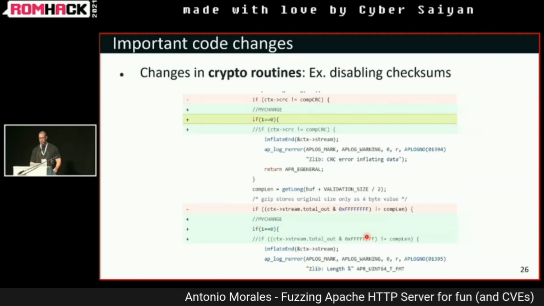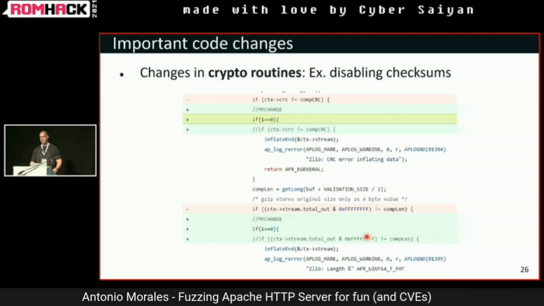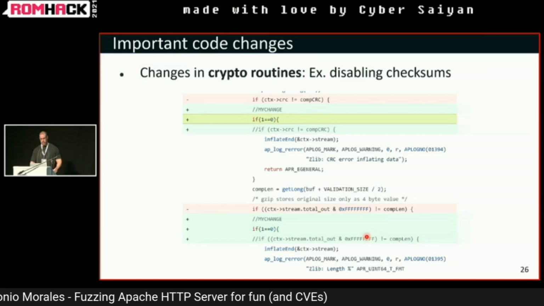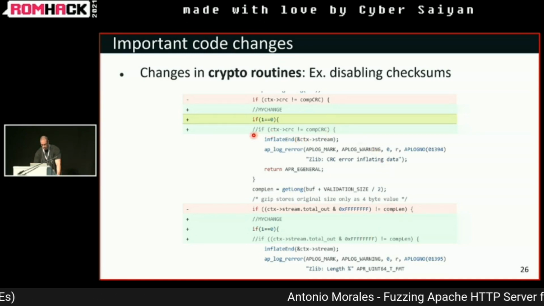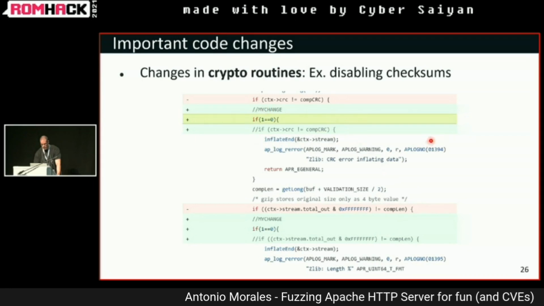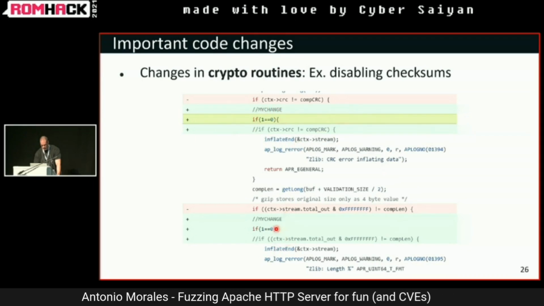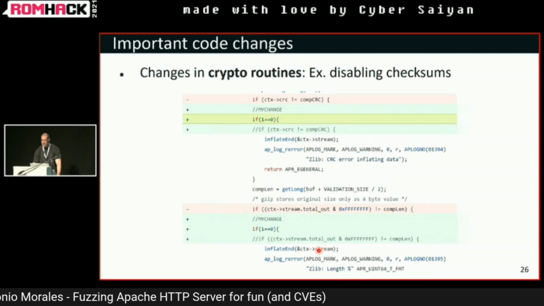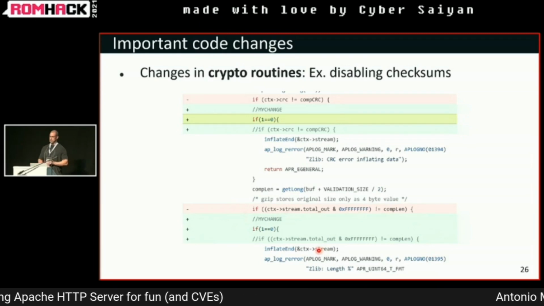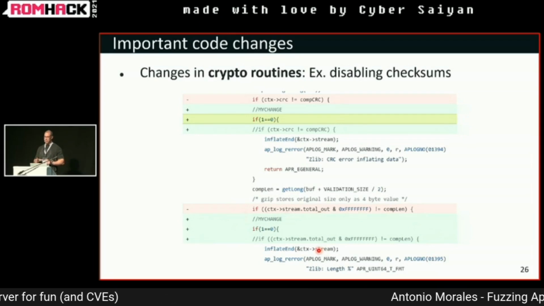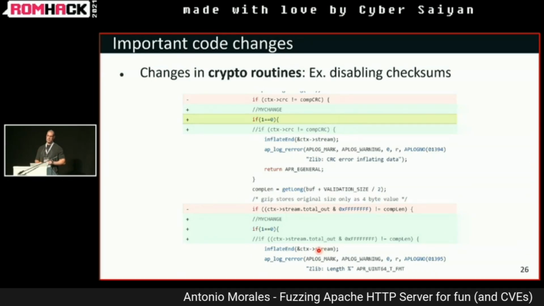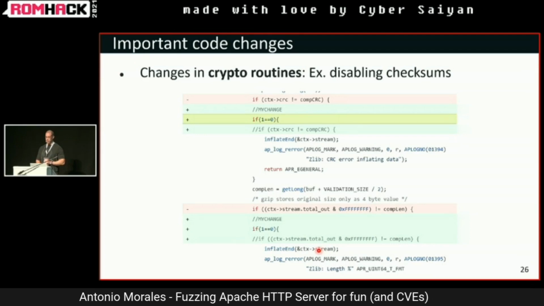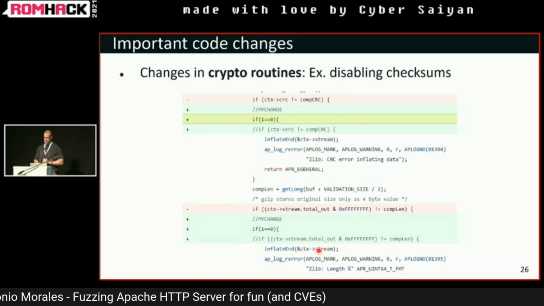The third group of changes are those made in crypto routines, for example, to disable checksums. In this picture, you can see as I comment out both CRC comparisons, here and here. And that's really important because otherwise, the fuzzer will get stuck in this CRC. So this is always a critical moment when we are preparing the fuzzing.